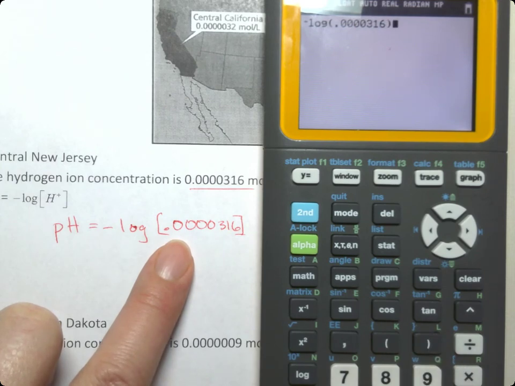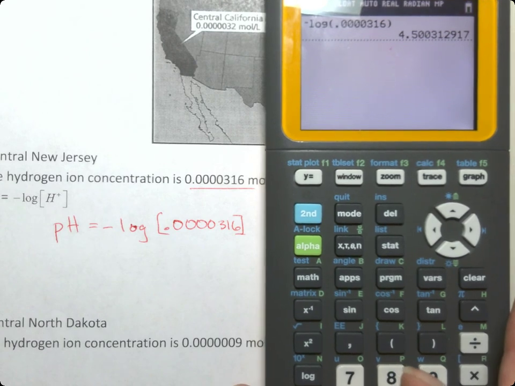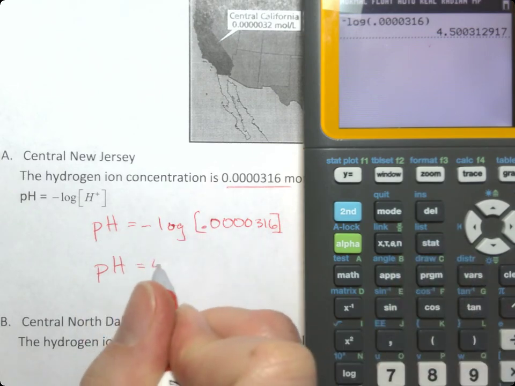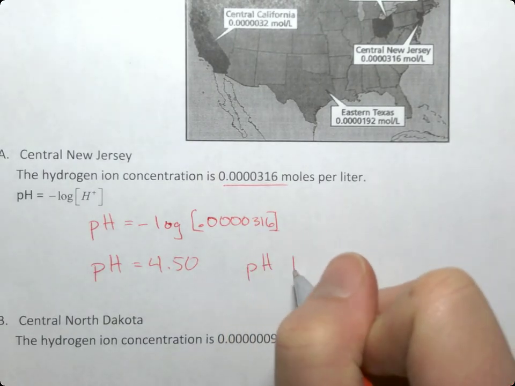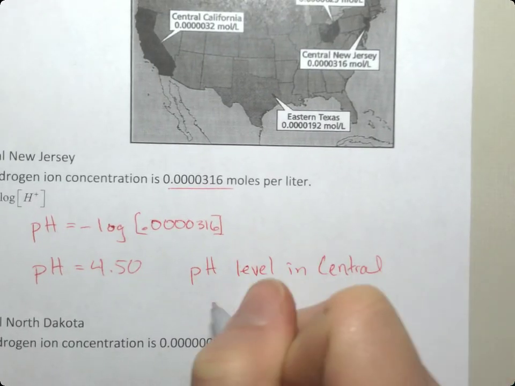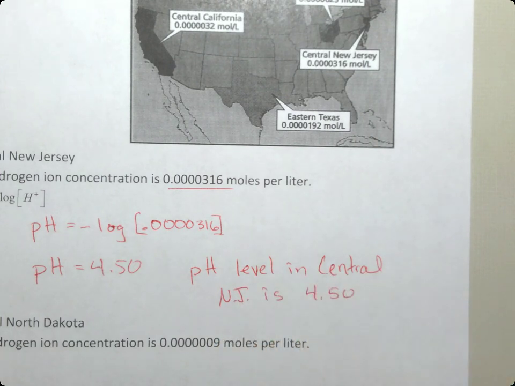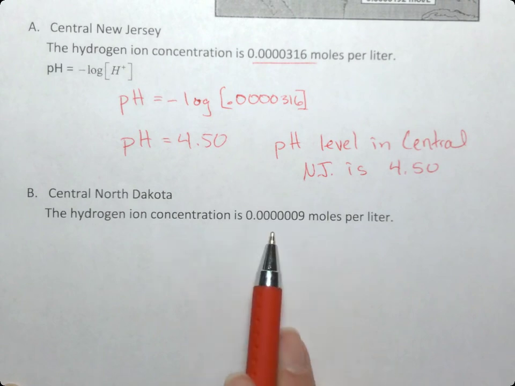The parentheses just pop up automatically. Then hit enter, and we have a pH level of 4.5. We'll go to the nearest hundredth, so pH equals 4.50. So it's a word problem. What does that really mean? The pH level in central New Jersey is 4.50. All right, now take a second and find me the pH level for central North Dakota.